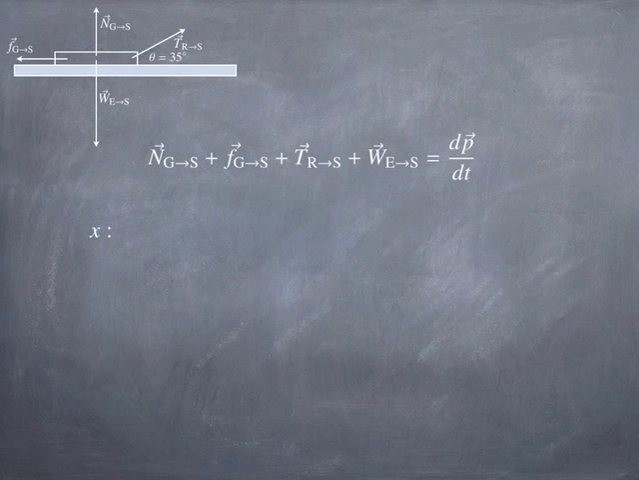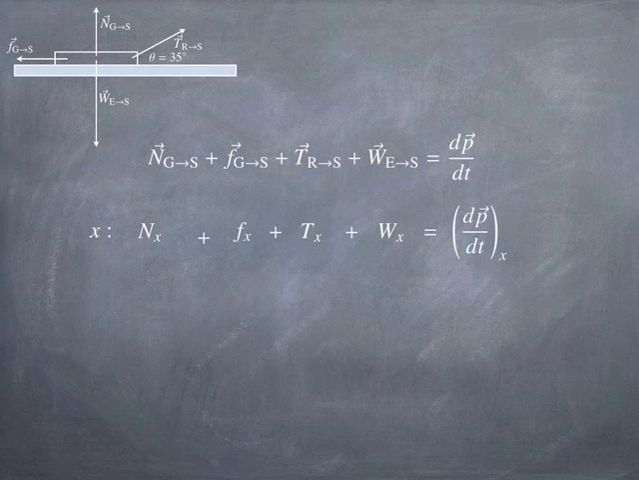Now, after we've written out the momentum principle in vector form, I'd like you to write each component as a separate equation. So let's look at the x components, the horizontal components of these forces. First of all, there's the x component of the normal force. There's the x component of the frictional force. There's the x component of the tension, and the x component of the weight. Those have to equal the x component of the rate of change in momentum.